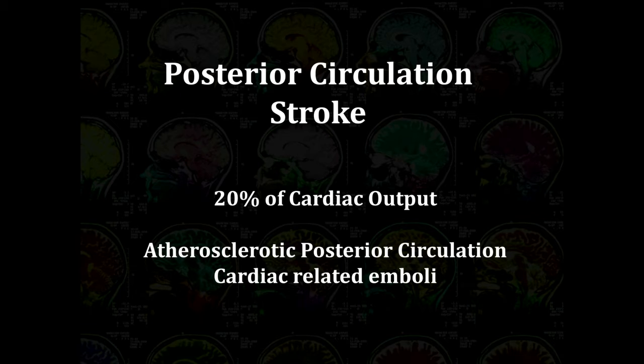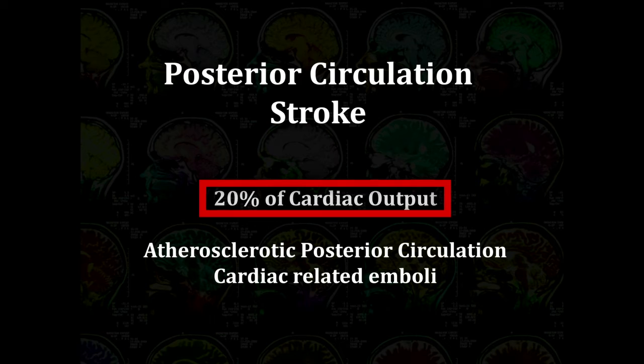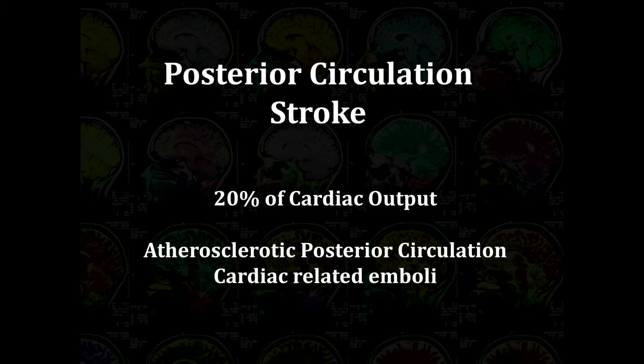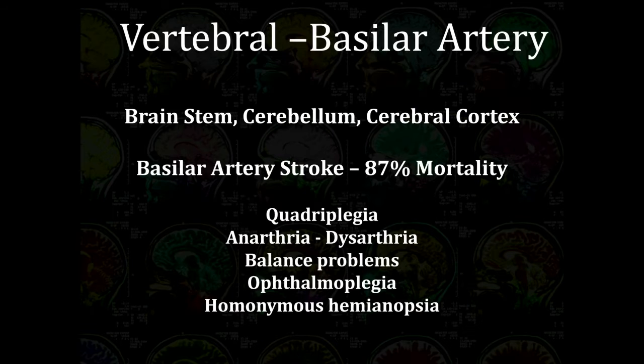And then when we look at the other side, the posterior circulation stroke, 20% of our cardiac output is devoted to this area of the brain. This is where you're going to also see atherosclerotic vessels that really focus on embolic strokes. And we see a lot of these strokes that come from our heart, as we all know.